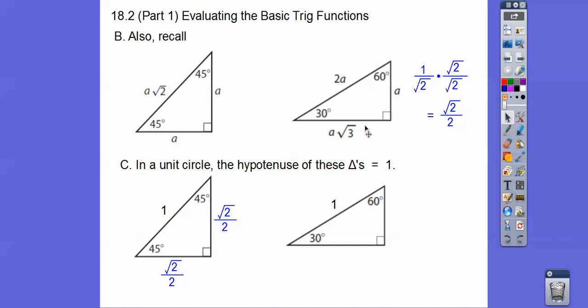And then here, if we knew the shorter leg, we would double it to get the longer leg. So we're going to take half of this 1, and that'll get us the shorter leg. So the shorter leg is 1/2. And then the 30 had a root 3 baby from the shorter leg. So we're going to tag a root 3 with this, multiply it. So this is going to be root 3 over 2 for the longer leg.